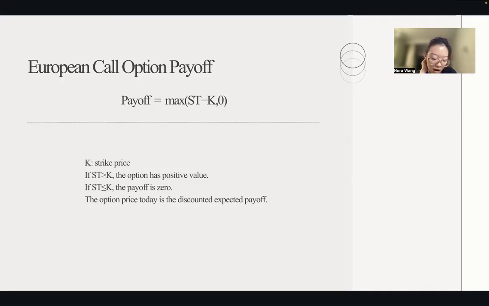A European call option pays the amount of the maximum of S_T minus K or zero at maturity. So if the stock price ends above the strike price K, the option has value. If it ends below the strike price, the payoff is zero. So the fair option price today is simply the discounted expected value of this payoff under the model.